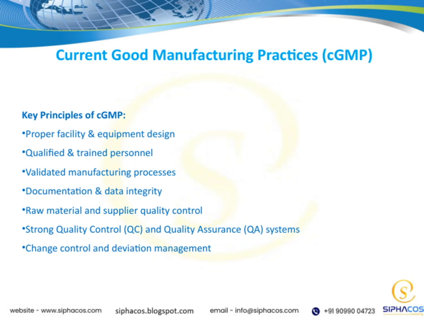Raw material and supplier quality control are vital because the quality of inputs directly impacts the final product. We need strong quality control and quality assurance systems to monitor and verify that all processes meet strict standards. Change control and deviation management are equally important. They help us handle any unexpected issues systematically and prevent potential risks.